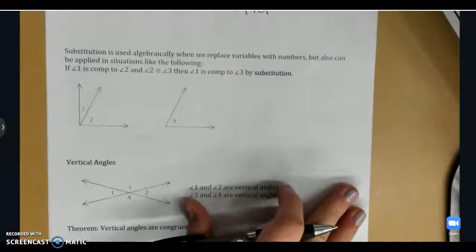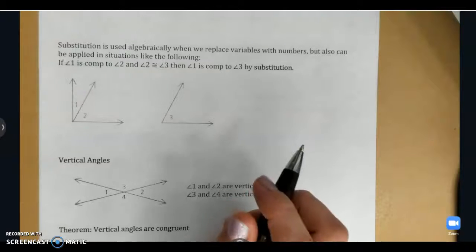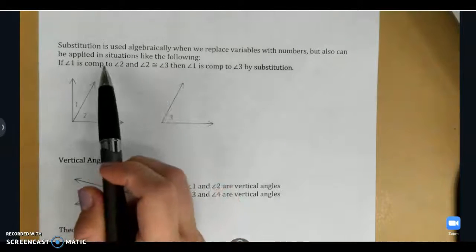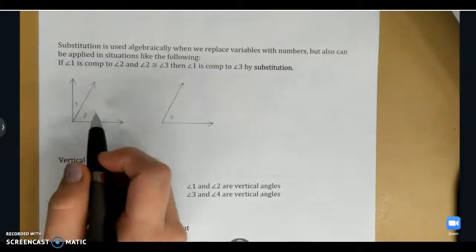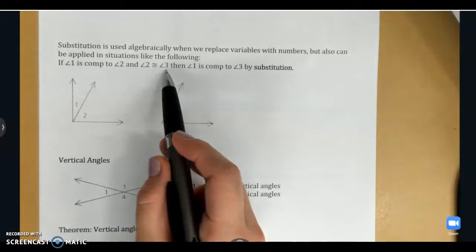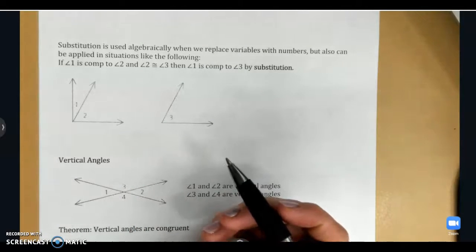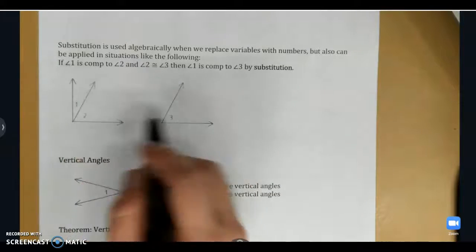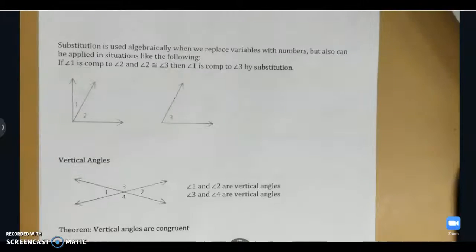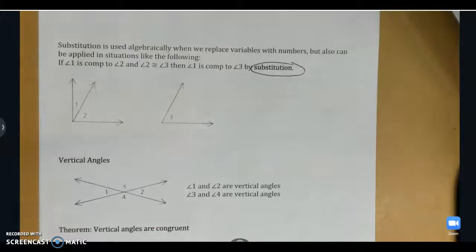The next one we're going to look at is the substitution property. So substitution is when we replace variables or numbers, but it can be applied to situations like this. If angle 1 is complementary to angle 2, that means they add to 90 degrees. And I'm told that angle 2 is congruent to angle 3, then angle 1 is also complementary to angle 3 by substitution. Because these are congruent angles, we could substitute this angle measure in place of angle 2 and still have complementary angles. So that is substitution.